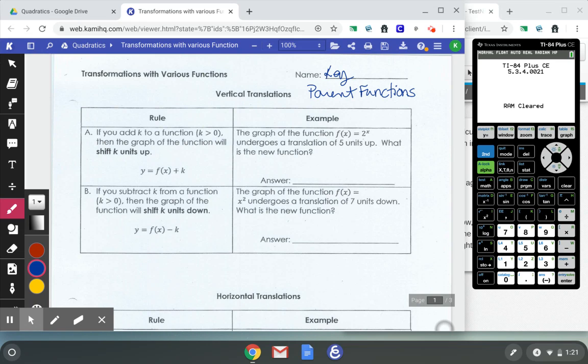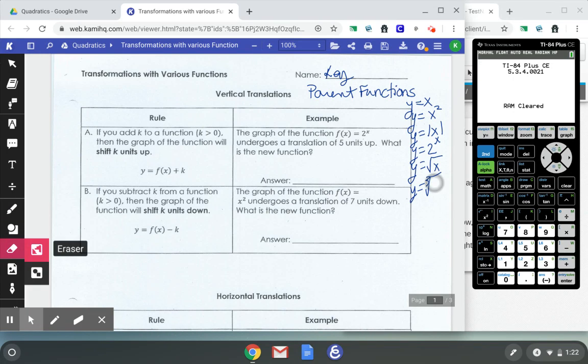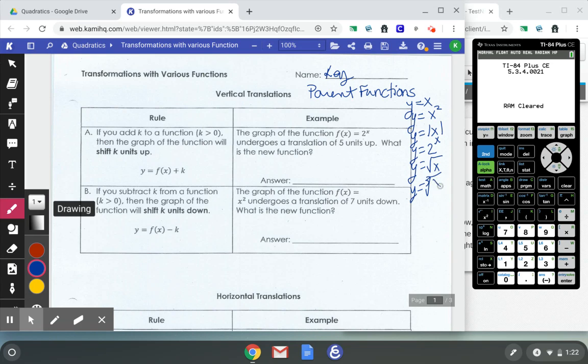We have linear functions. The parent function of a linear function is y equals x. We had a quadratic function. The parent function of a quadratic function is y equals x squared. Then we have an absolute value function, y equals the absolute value of x. We looked at exponential functions. We have other functions also, like a square root function and a cube root function. There are other functions out there, but these are the ones that we have looked at this year.